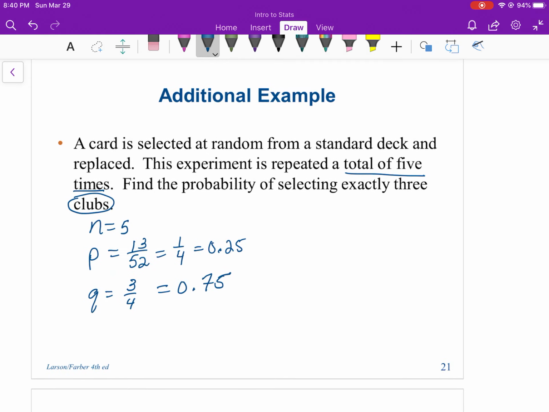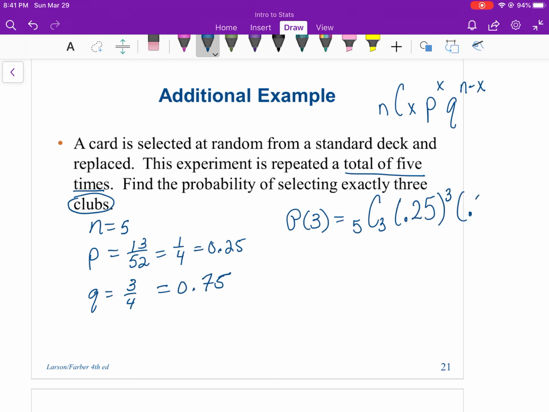And we're going to find the probability of getting exactly 3. So again, here is your formula: nCx, p to the x, q to the n minus x. All right, so we have 5C3, because we want 3 clubs. And then it's going to be 0.25 to the 3rd and 0.75 to the second. All right, we put that in our calculator, and we're going to round that to 3 places. So that's almost a 9% chance.